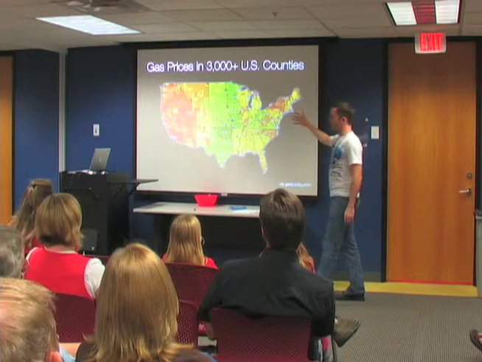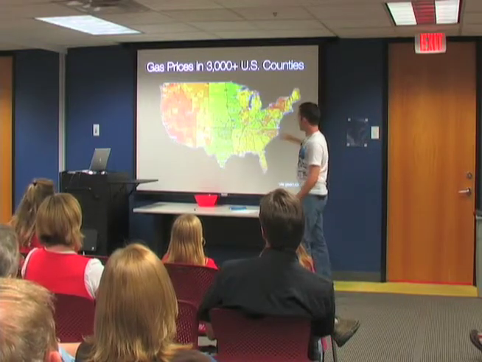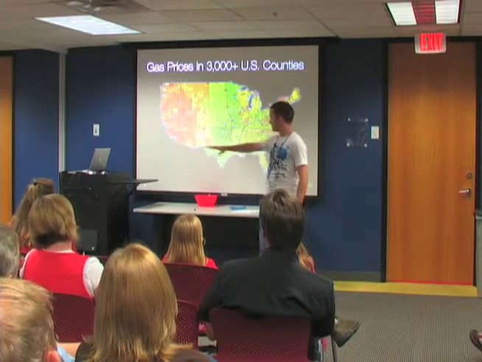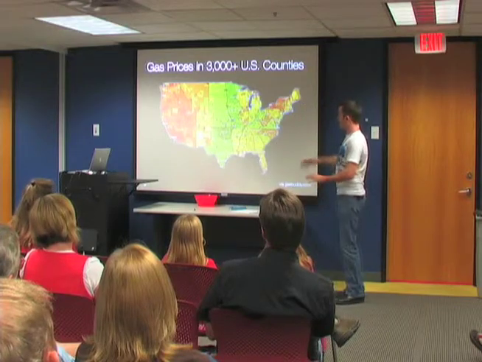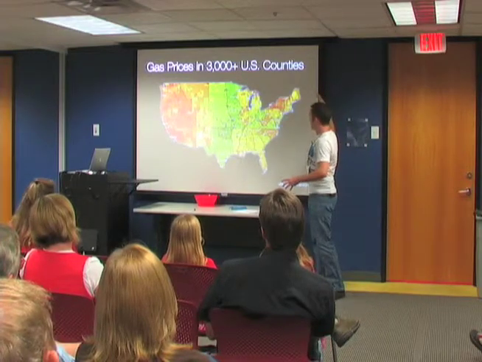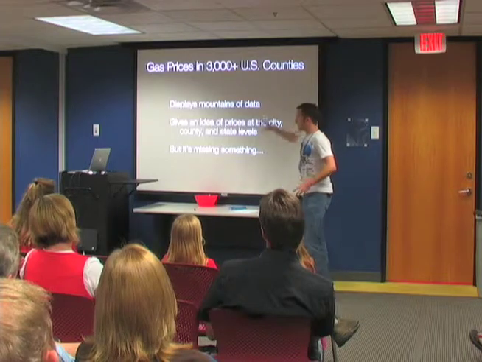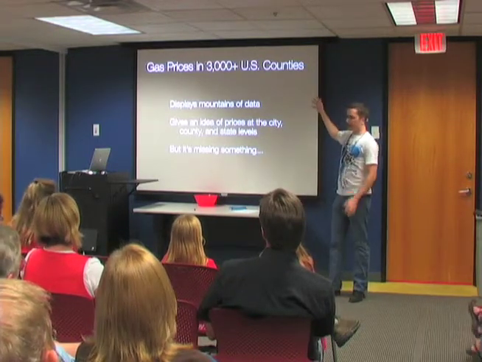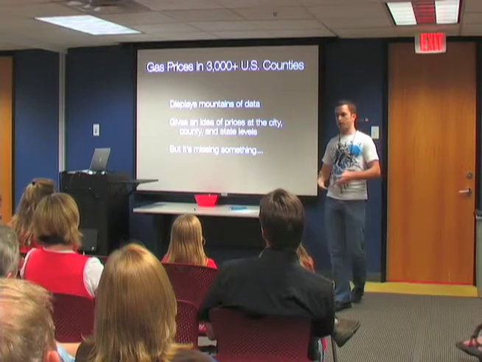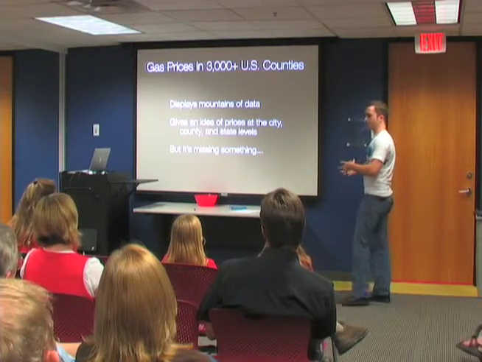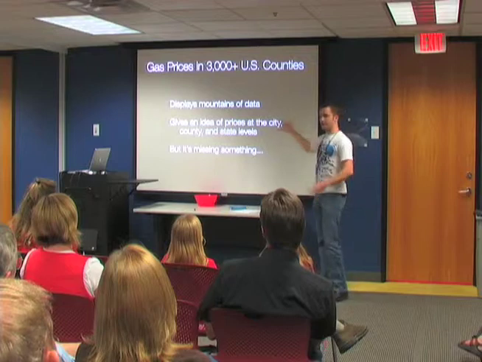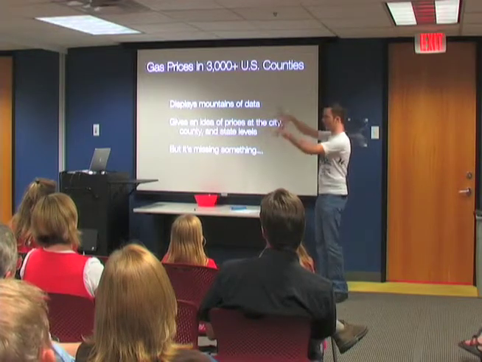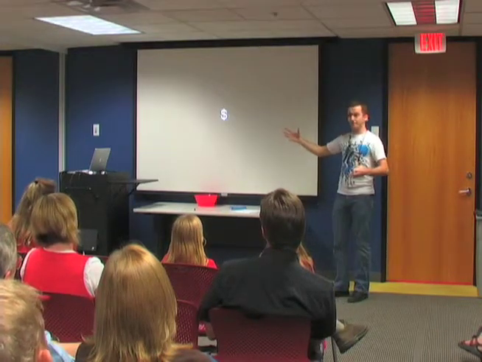So, gas prices in the US, this is a great topic. The red means high prices, the green means low prices. And you can kind of tell relationships between states, where there's a lot of red, a lot of green, a lot of neutral colors. So what that map shows is tons of information. Each county had a lot of gas prices being averaged out, and it gives you an idea of, on the city level, around LA, or counties or states.